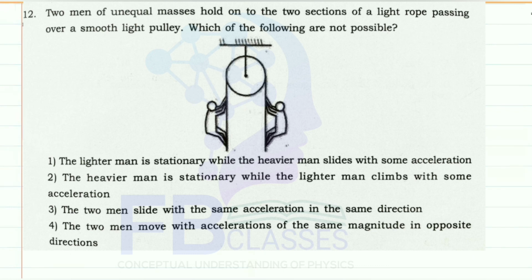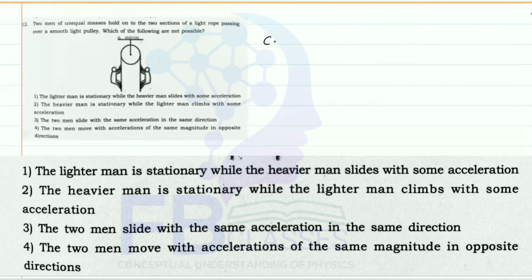So here, my dear students, this is completely a conceptual understanding question. Okay, so here the third option is not possible. Third option is given as the two men sliding with the same acceleration in the same direction, because the men's masses are different, right? So that's why the first two options are possible. The lighter man is stationary while the heavier man is sliding with some acceleration.